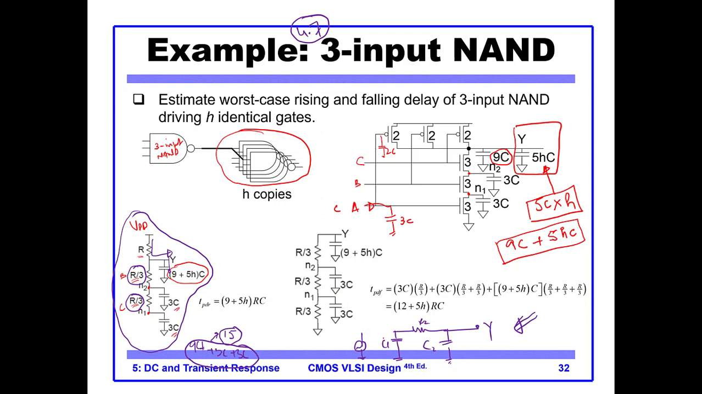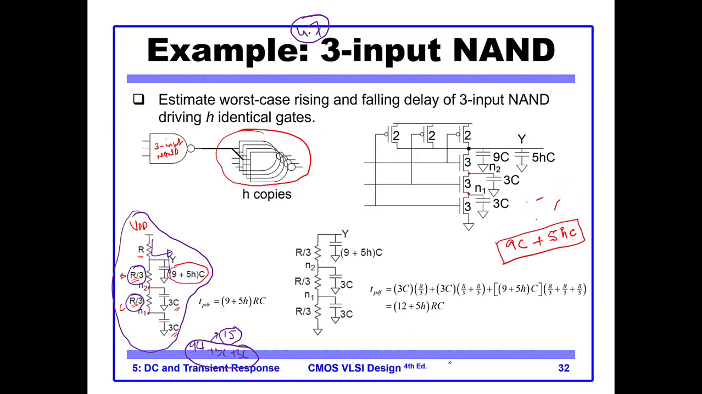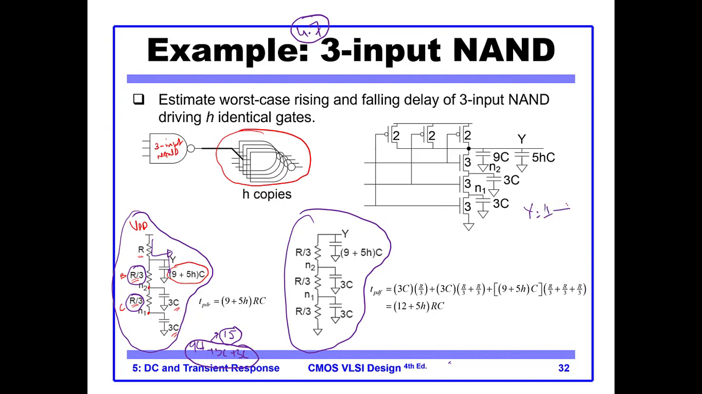Okay, so the second circuit is this one, and this is basically for the fall. So when the output is moving from 1 to 0, this is basically for that scenario.